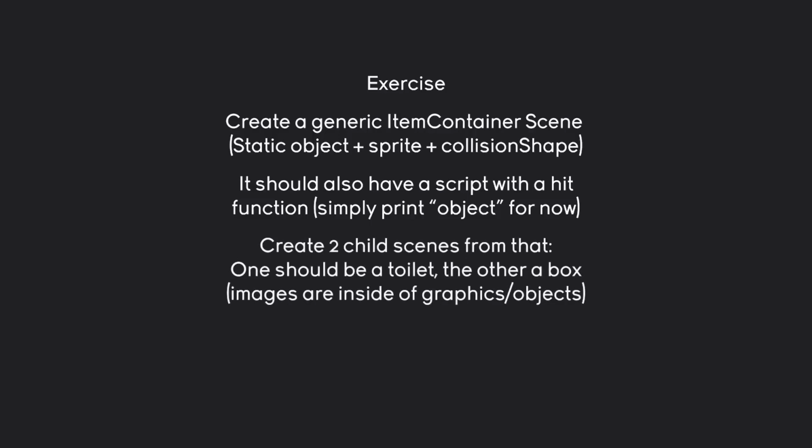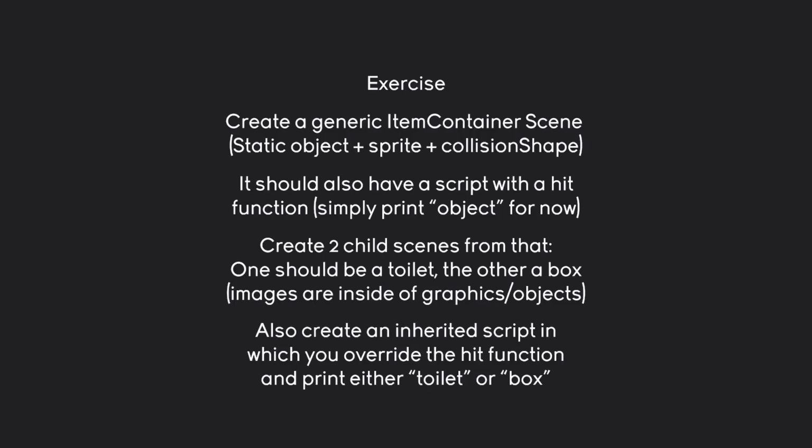From that, I want you guys to create two child scenes. One should be for a toilet, the other for a box. All of the graphics you can find inside of graphics and objects. Finally, there should also be inherited scripts, one for the toilet and one for the box. For both of them, I want you guys to overwrite the hit function, so that you are printing toilet for the toilet and box for the box. Pause the video now and try to implement all of that and see how far you get.